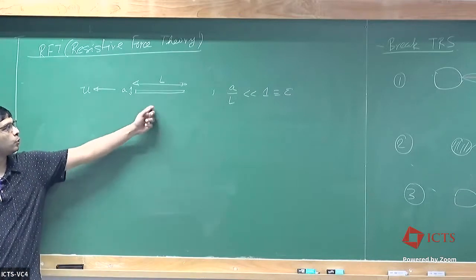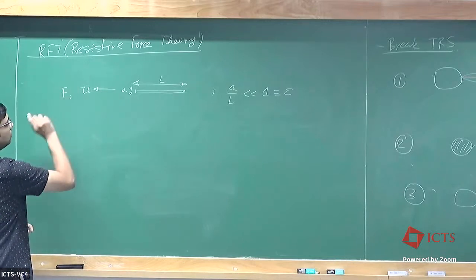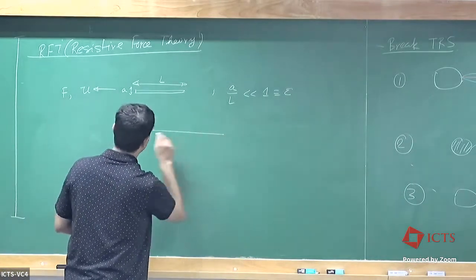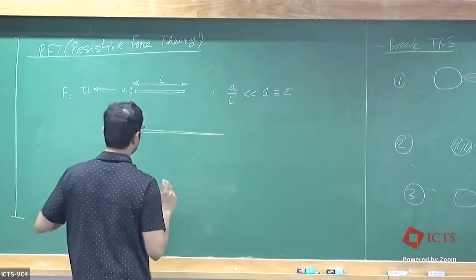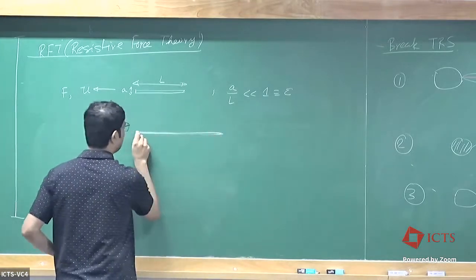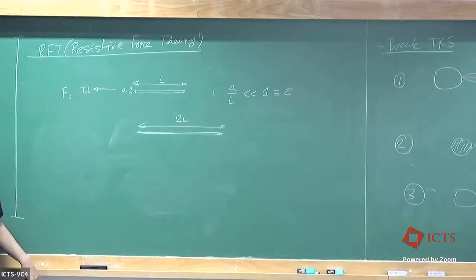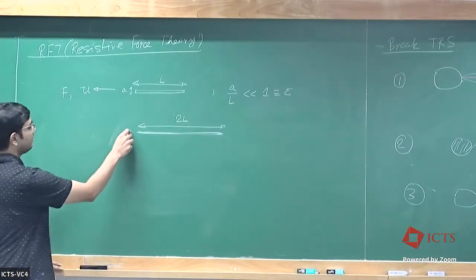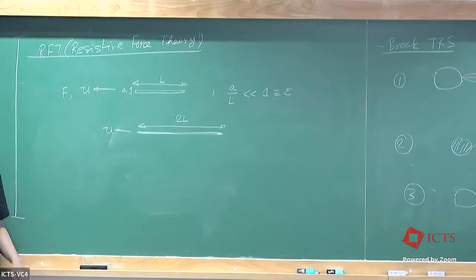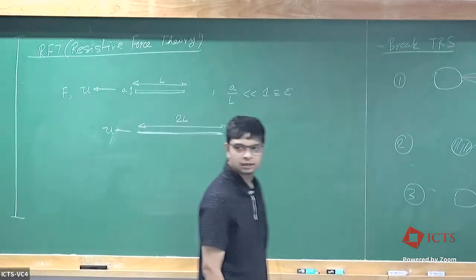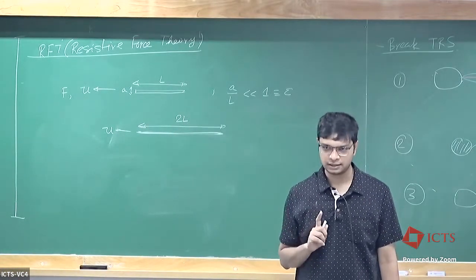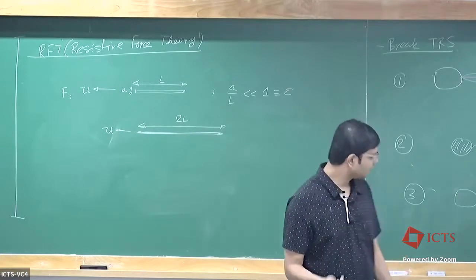Now I ask the question, what will be the force? If this is the force, what do you think would be the force if the length of the rod was 2L? Let me just draw a line. What would be the force if the length of the rod was 2L? I'm moving with the same velocity u. What's your guess? Same or more or less? It will increase, I will need more force, right? It's longer, right?